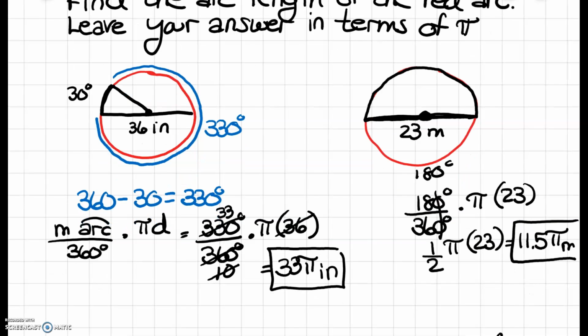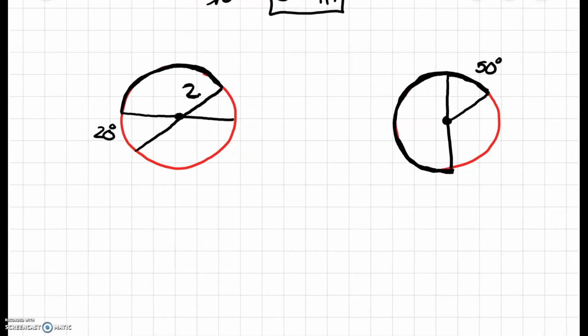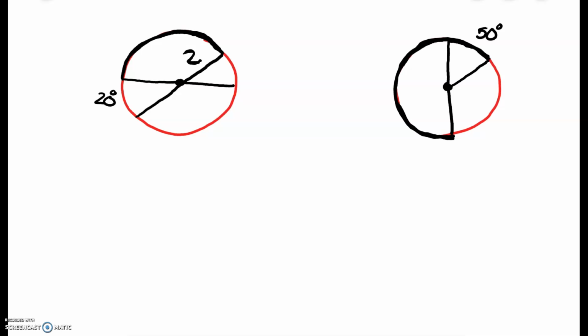So let's do the last two of these fairly quickly. Okay, we want the measure of this red arc right here. So what do I know about this red arc? Well, this is a diameter because it goes through the center of my circle, and this guy right here, I'm going to draw it in blue, is also a diameter because it goes through the center of my circle. So I know that this is 180 degrees and this is 20, so my total arc measure is 200 degrees.